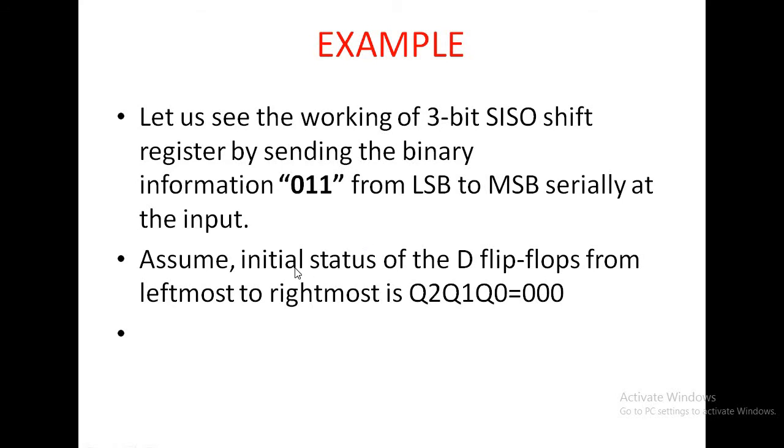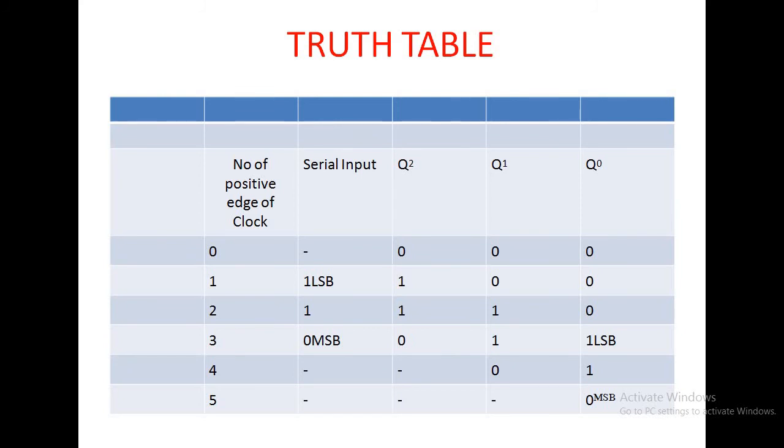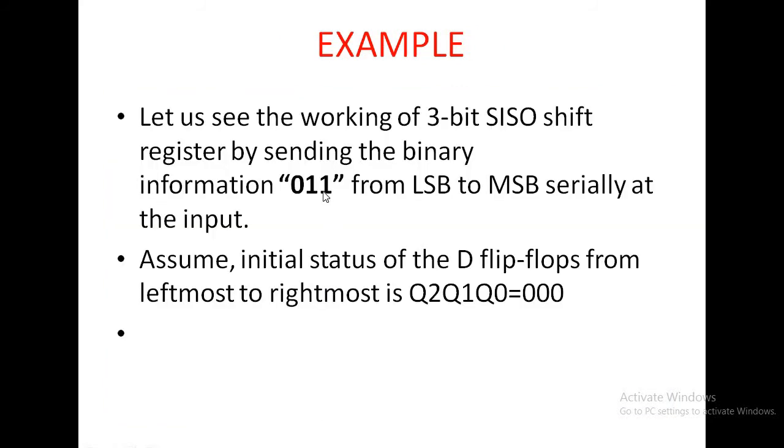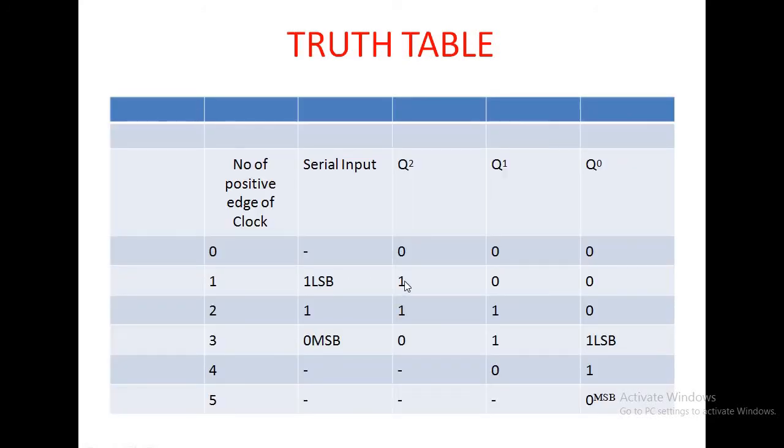Assume that the initial status of the flip-flops from leftmost to rightmost is Q2, Q1 and Q0. That means all the flip-flops are initially 0, so Q2 is 0, Q1 is 0, Q0 is 0. At the first positive clock edge, the first input is 1, the LSB bit. So 1 is here at Q2, and the 0 is shifted here, and 0 is shifted here.